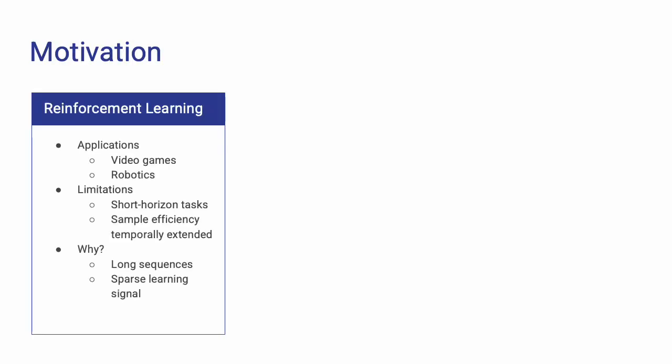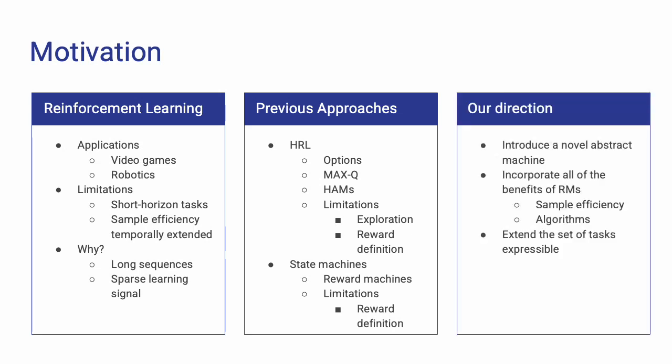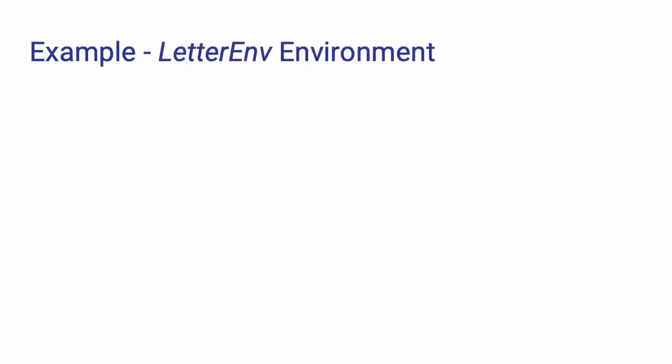Reinforcement learning has seen a number of impressive applications in previous years, from video games to robotics. However, these applications have largely been constrained to relatively simple short-horizon tasks. This is a consequence of techniques used for reasoning and learning, where approaches have been constrained to strategies that rely on end-to-end learning systems. Previously, approaches have been proposed as solutions to these problems, including HRL and state machine-based approaches, each of which have limitations. We extend the current state-of-the-art state machine-based approaches with the introduction of a novel abstract machine.